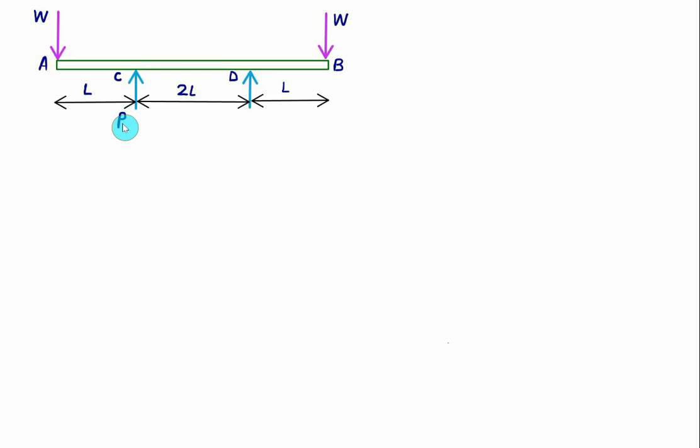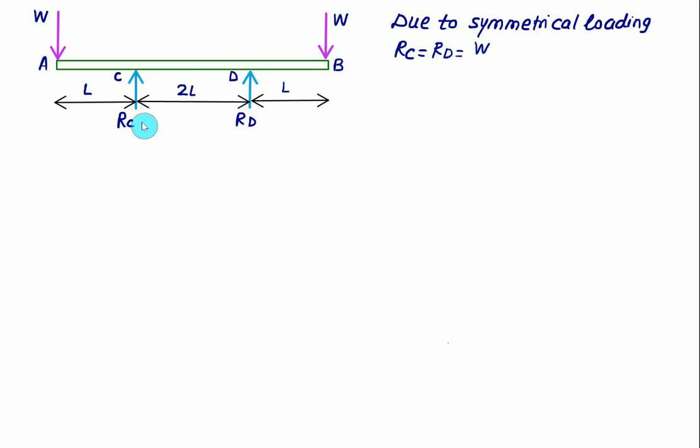Now this reaction at C and the reaction at D are the same reaction because this is a symmetrical loading. So if I draw one vertical line here, what we observe is that this loading is symmetrical. Due to the symmetrical loading, the total vertical load acting in a downward direction, 2W, is equally divided between RC and RD. So in this case we have reaction RC equal to reaction RD, which is equal to W.